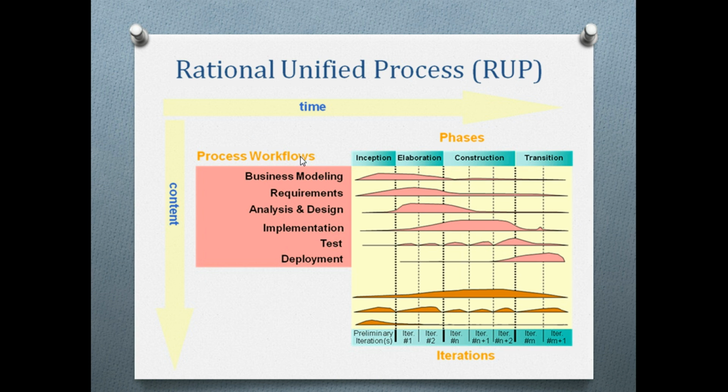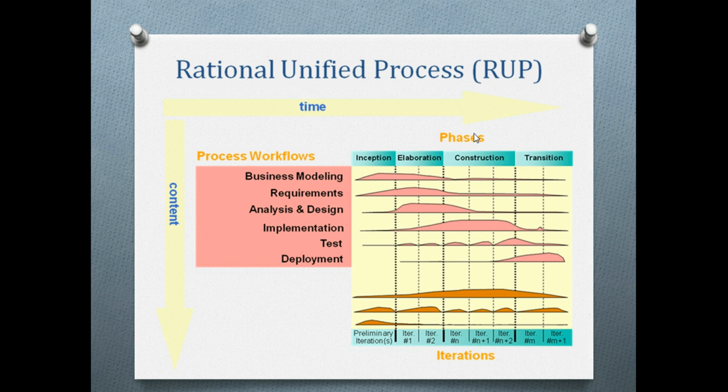In the process workflow, we have business modeling. As we learned in business analysis, we do the modeling of the business. So we have a business modeling phase here. Then the requirements phase is here. Then the analysis and design phase. So it's totally SDLC basically. Implementation, test and deployment phases are also there. They have tried to give all the workflows there, and in different phases, how much work is done, like how much business modeling we do.